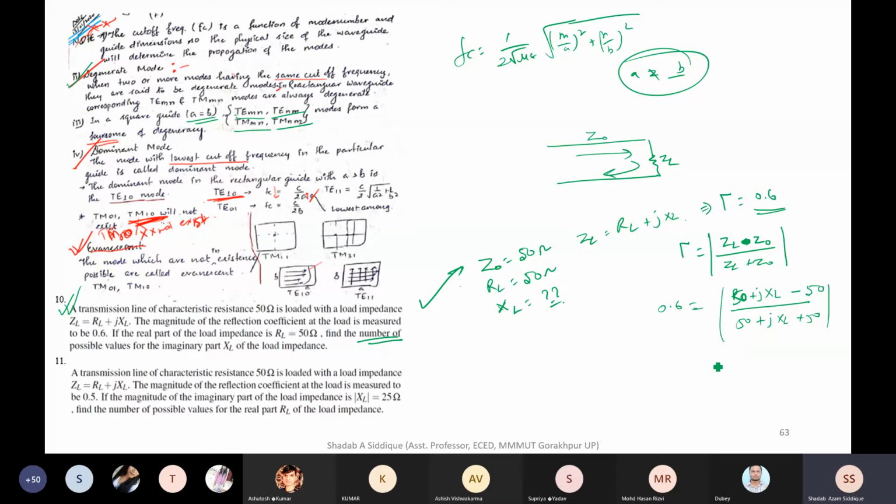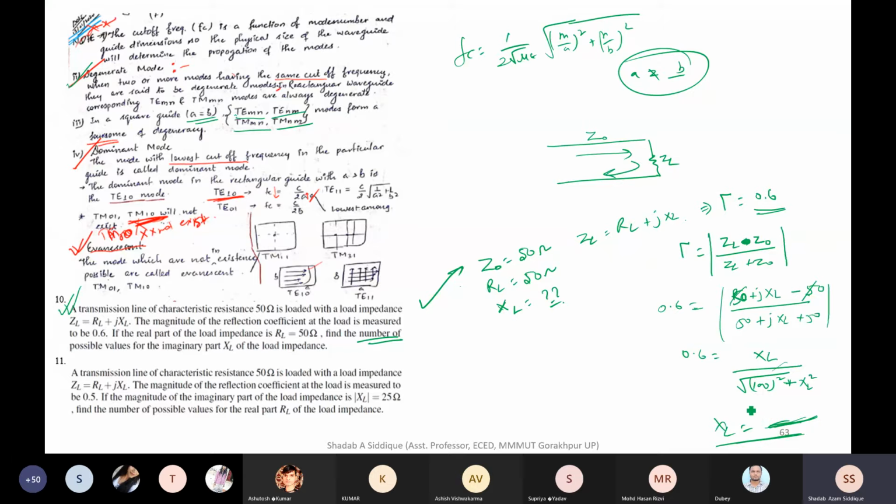Just try to find out how many values of XL there are. The 50 and 50 will cancel, and the magnitude of JXL will become XL, and the denominator will become the square root of 100 squared plus XL squared. If you square both sides, you'll find the XL value. How many different possible values is it taking? We'll be able to find out.